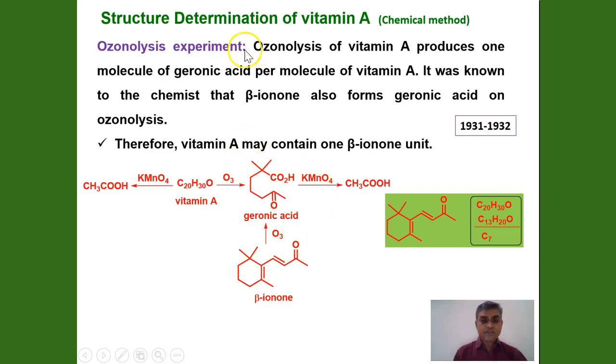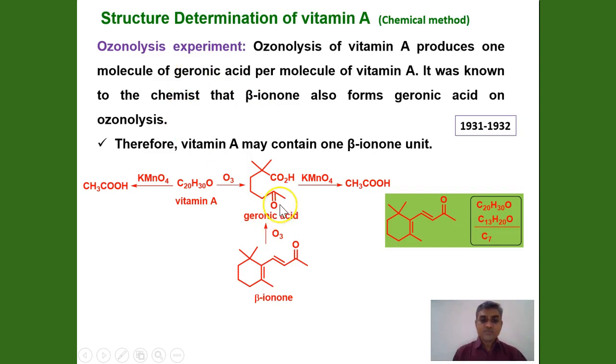When the structure determination of vitamin A was going on, chemists had very good literature support on the chemistry of beta-ionone. And beta-ionone on ozonolysis gives geronic acid. It was a known idea to the chemists at that time. So vitamin A, when subjected to ozonolysis, forms geronic acid. Similarly, beta-ionone also gives geronic acid. So chemists thought that vitamin A must contain somewhere the beta-ionone type of skeletal structural unit.